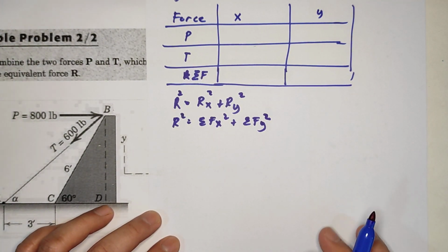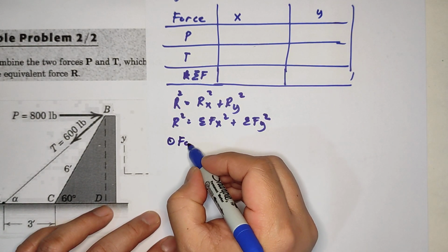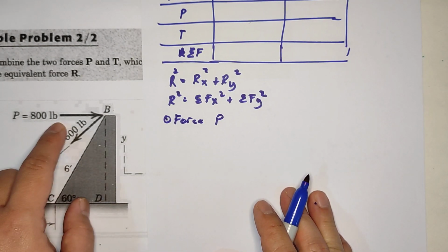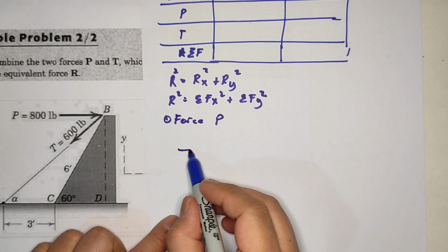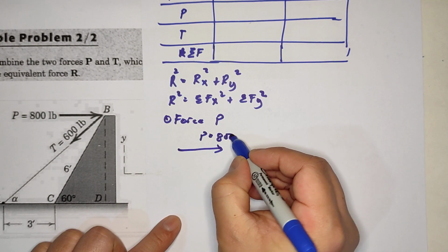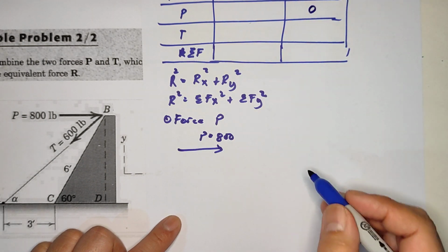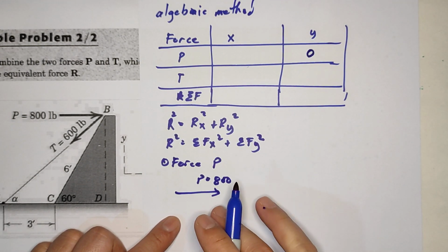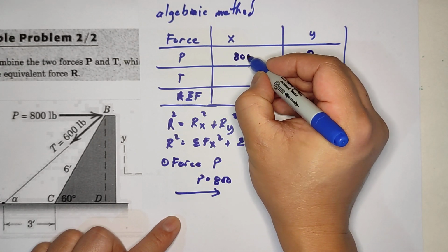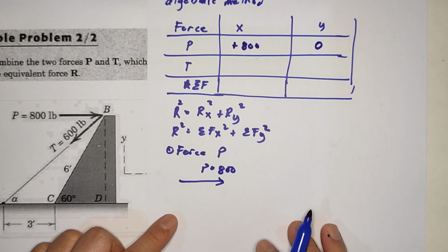Okay. Now, let's proceed with the force P. Force P, this one, is just horizontal going to the right. So there's no y component, so this is 0. And this is 800 positive. It's to the right. Okay, so as easy as that.